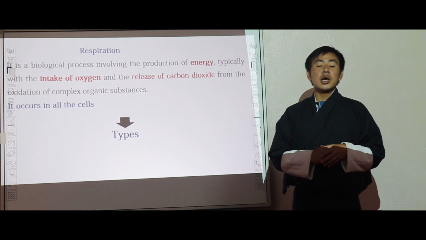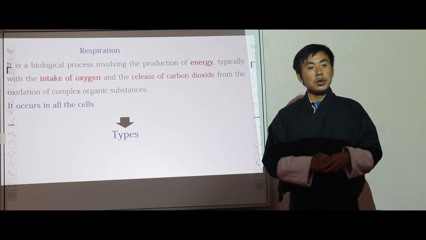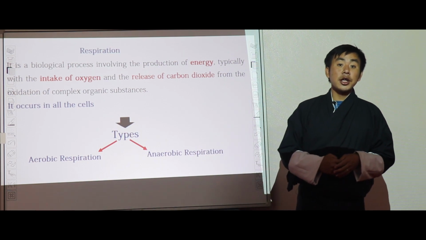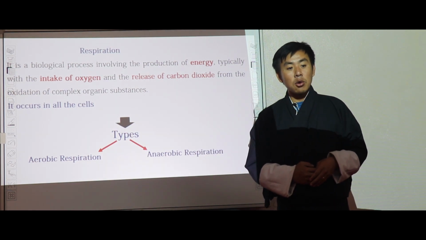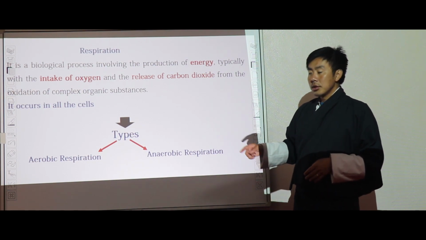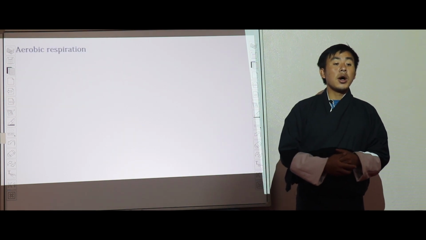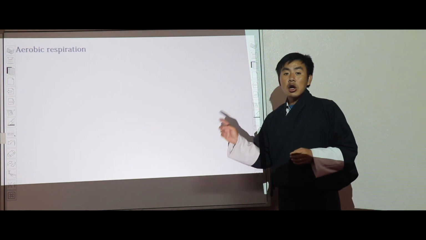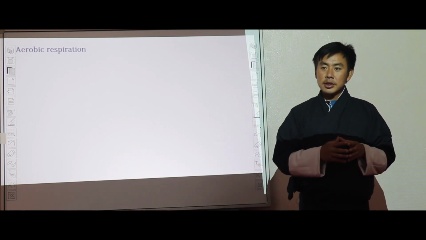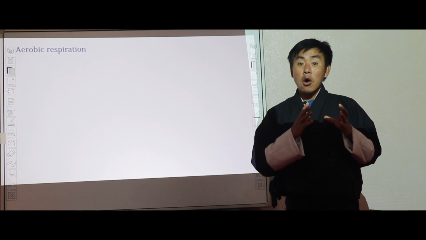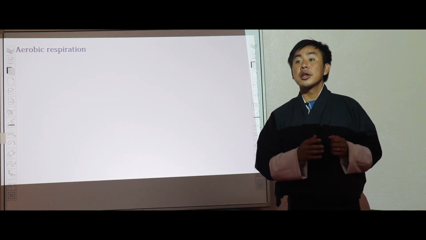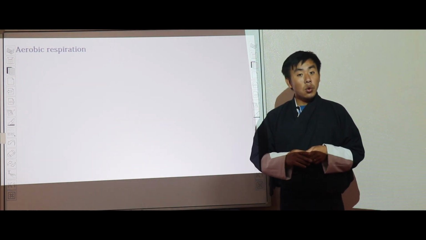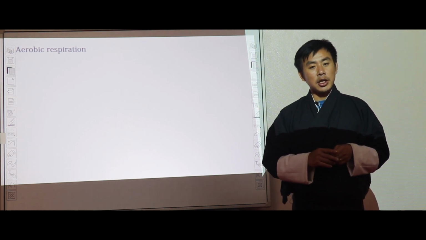Now let's talk about the types of respiration. There are two types of respiration. One is called aerobic respiration and the other is called anaerobic respiration. Firstly, let's discuss what aerobic respiration is. Aerobic respiration means the respiration that happens in the presence of oxygen.